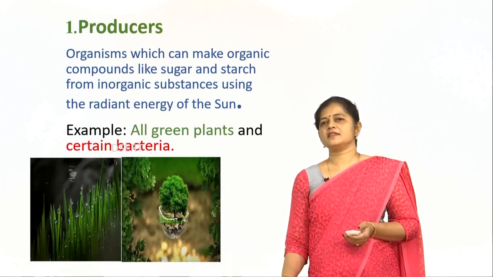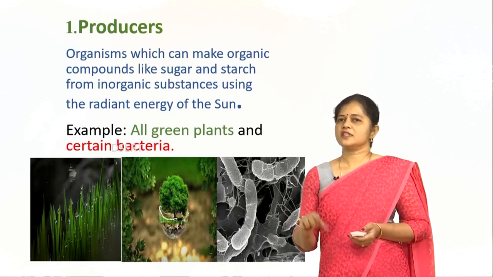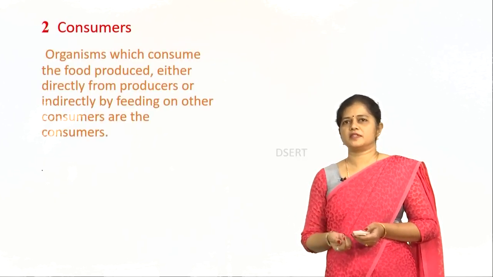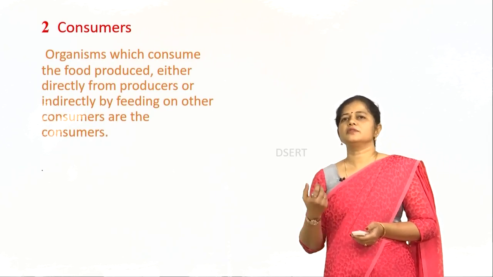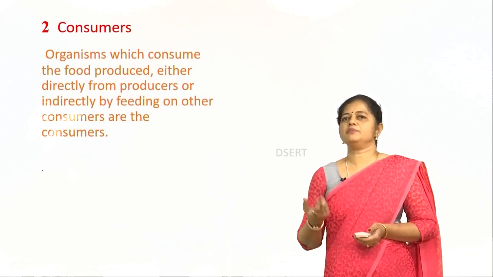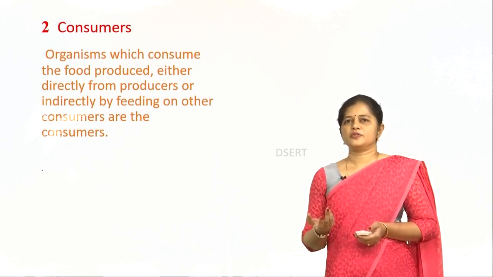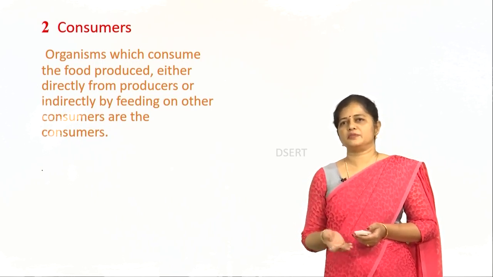Now you can see these are the green plants and these are the bacteria. Chemosynthetic bacteria can obtain their own food. And the second biotic component are the consumers. The consumers are organisms which consume the food produced either directly by the producers or indirectly by feeding on other consumers, and these organisms are called the consumers.